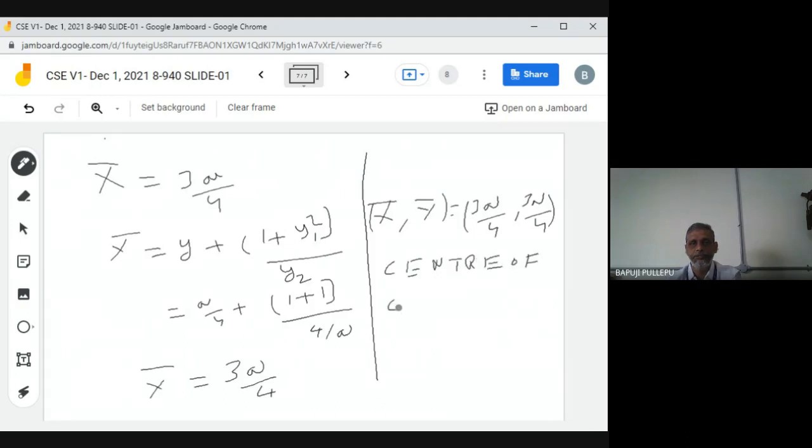Correct? Now, circle of curvature, what is the formula? Come on, slowly, everything is available. Oh, before that, I want to find what? Okay, first you can write.